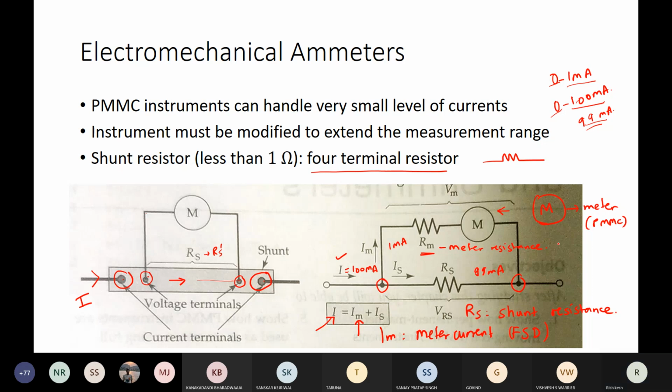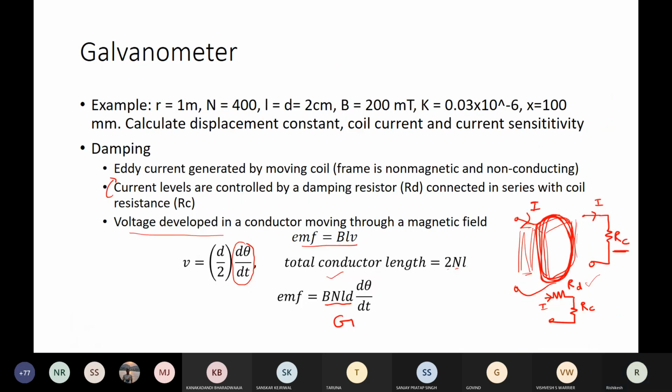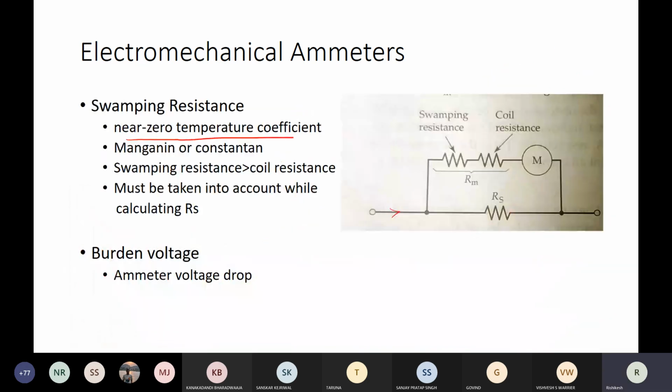This Rc value. To compensate for that, a swamping resistance is connected in series with the meter, and it is basically made up of special materials called manganin and constantan, which have near zero temperature coefficient. Meaning the resistance value of the swamping resistor does not change with temperature significantly. Significantly, there will be a change, but very small in comparison to coil resistance.